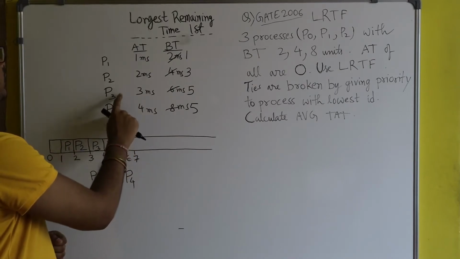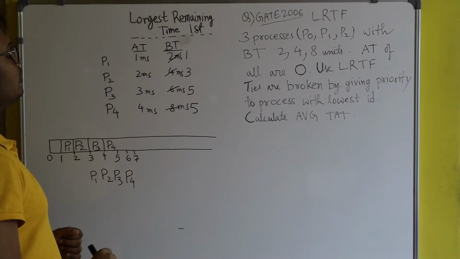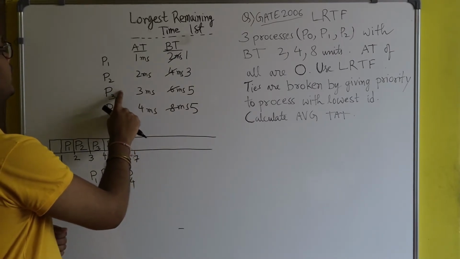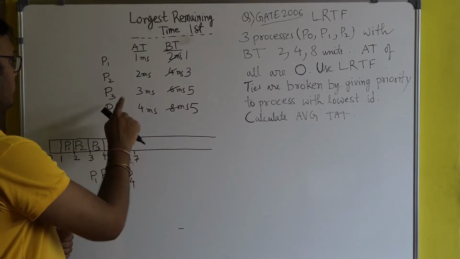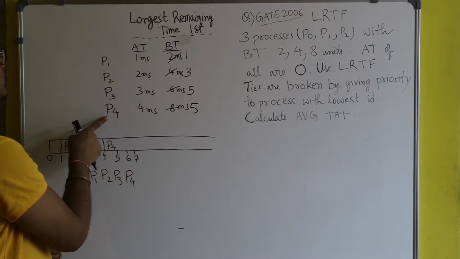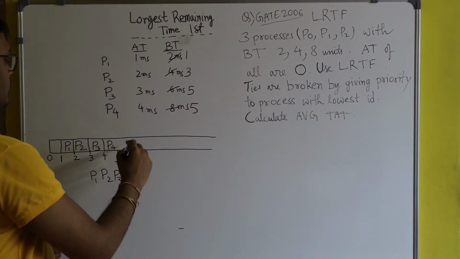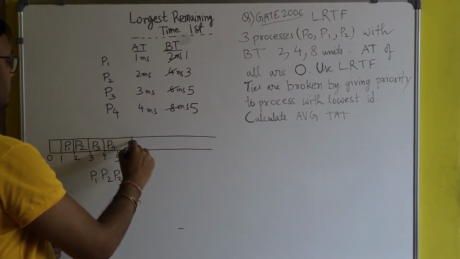So here you see P3 and P4 are the two processes with the burst time 5 and 5. So here we will give priority to process P3. Why? Because P3 has lower process ID than process P4. Okay. So here I will write P3.